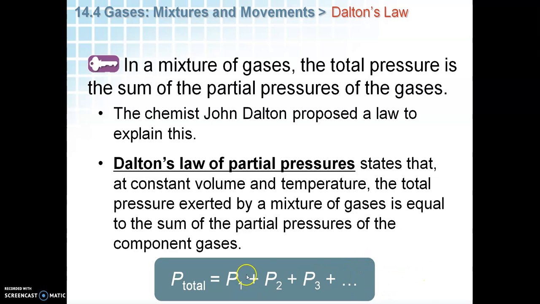If I only have two gases, I obviously only need these first two. If I have 10 different gases, I need up to P10, which would be a pain, but not difficult to do mathematically. The total pressure equals the sum of all the partial pressures. So if I know the partial pressures of my gases in my mixture, I can add them up and get what the total is going to be. Probably a more realistic question is, I know the total pressure. I know the partial pressure of some gases. Find the partial pressure of the other gas.